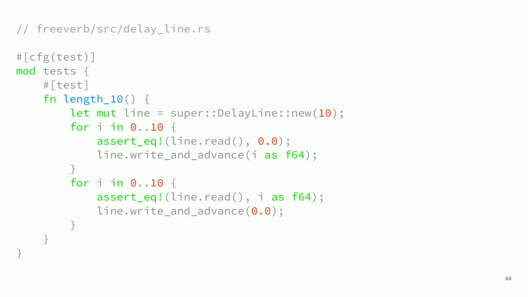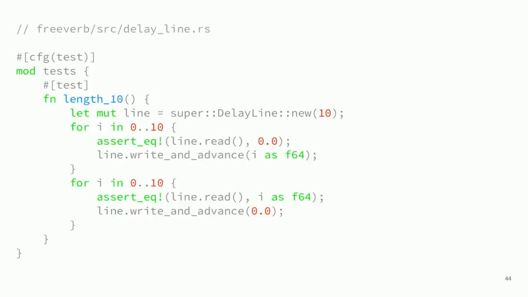We can show that with a test. So here we've added a unit test that's in the same module in a child module called tests. And the cfg(test) here is a compiler declaration that says you only need to worry about building this if we're building tests. And then we have a length 10 function which we tag with the test declaration. And this is now registered as a unit test. So we create a delay line with 10 elements, shove a bunch of numbers in, and expect to be able to read them back out on the next time round.